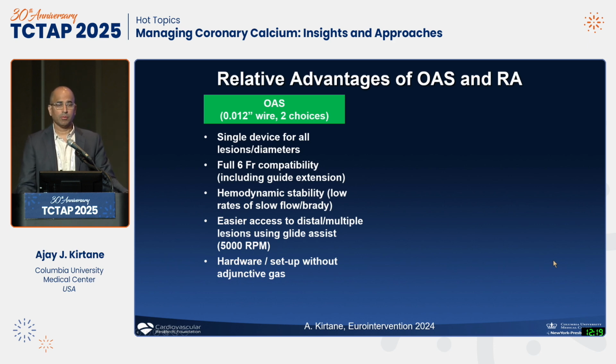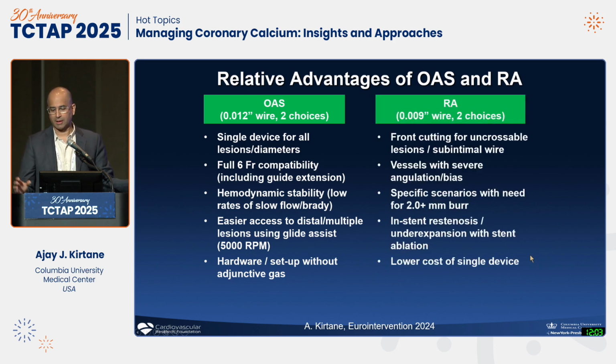So orbital atherectomy, you have multiple choices of wires. In general, you use a floppier wire. It's a single device. You can do everything through 6 French. It tends to have a better hemodynamic stability as a whole, and you can use this feature called glide assist to get through specific areas that you don't want to ablate. The setup is perhaps a little bit easier. With RotaPro, the setup is actually well done as well, and one of the nice things about having multiple devices is that each one competes to get better.